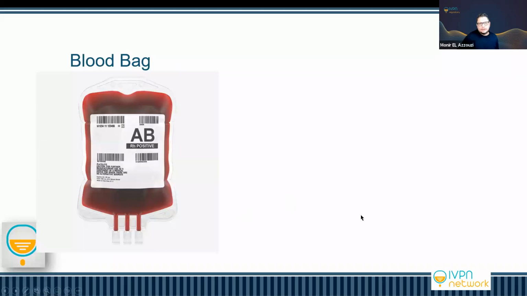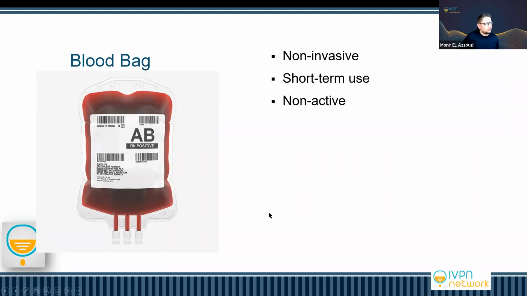Blood bag. Here, just one thing. Sometimes the rules are written in a way that the name of the device is already in the rule. So here the same. You can also make a search on the different rules and just search for blood bag, and you'll find it immediately. So blood bags are non-invasive, short-term use, non-active, and sterile. So what is the classification and what is the rule for a blood bag? So it's written inside the rule directly. It says a blood bag is that.